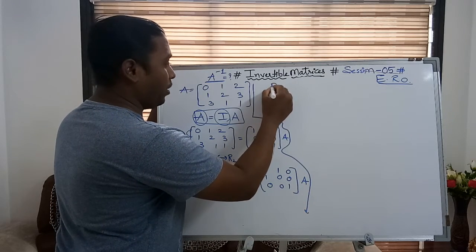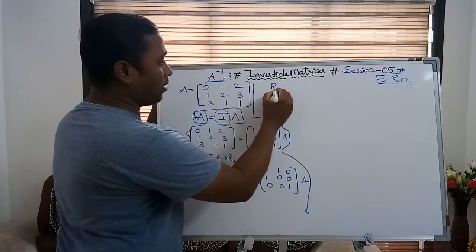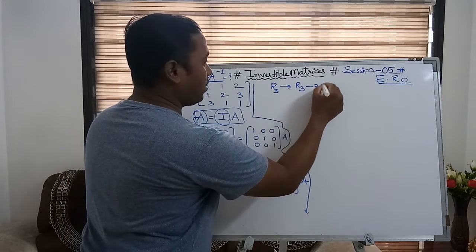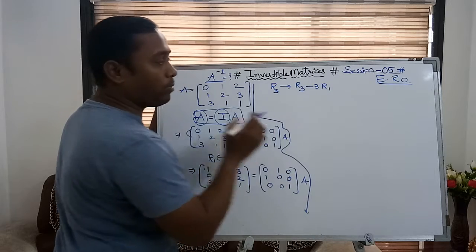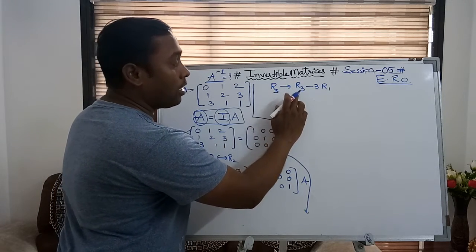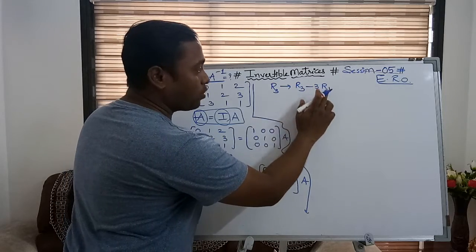Right. What am I going to change? I am directly going to change R3. How is R3 going to change? R3 minus 3 times R1. Remember how I am writing this: R3 is going to change such that R3 becomes R3 minus 3 times R1.